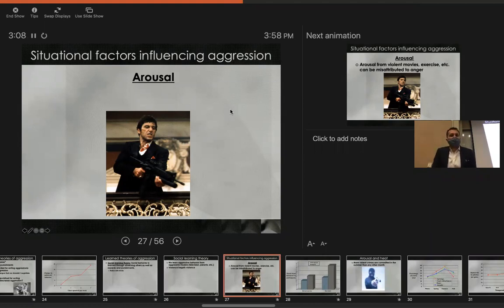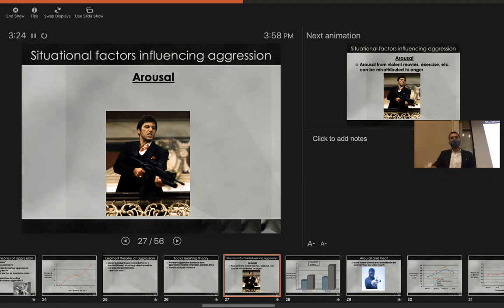But aggression is not simply something that's either biological or learned. There are also situational factors that influence aggression. In other words, there are certain things in our environment that make it more likely that we're going to behave aggressively. And so I want to talk about what some of those situational factors are.